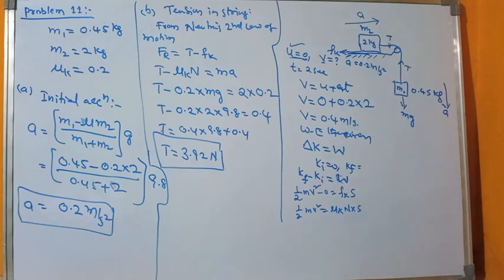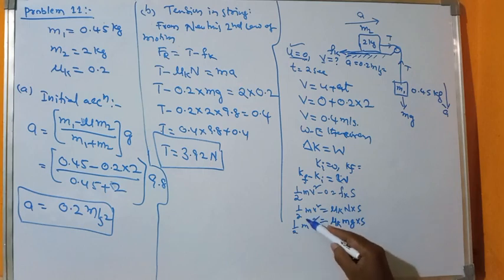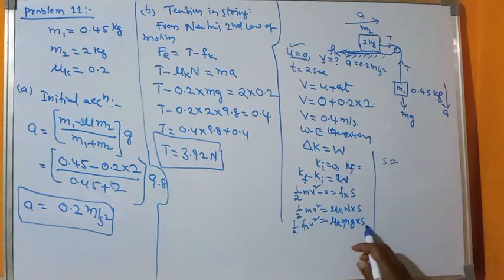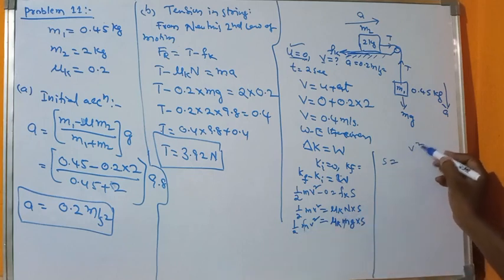From that, mu k into N, where N is equal to m into g, into S. Here half into m into v square, and here m cancels, and from that S is equal to, so this mu k and g come here. So v square by 2 into mu k into g.